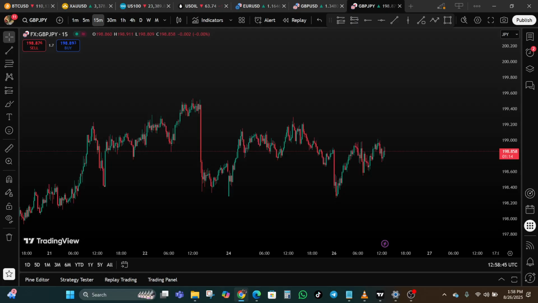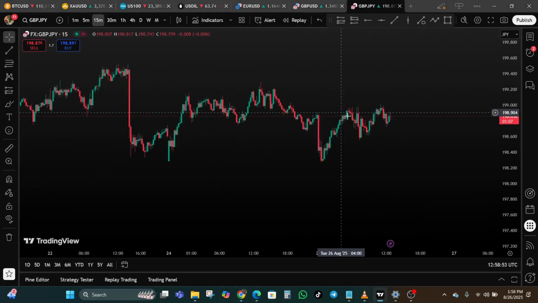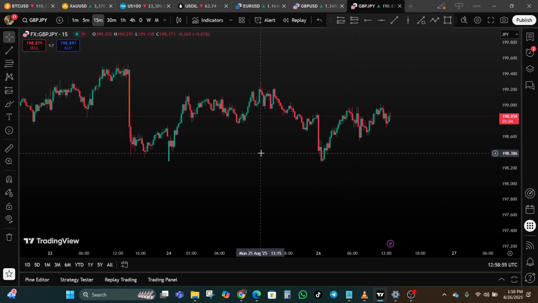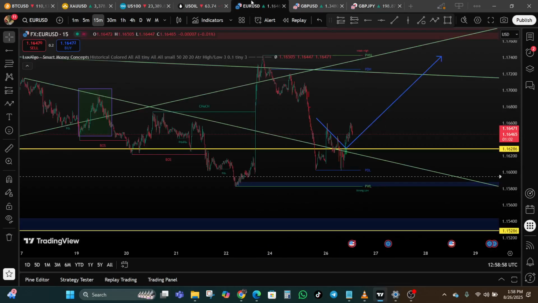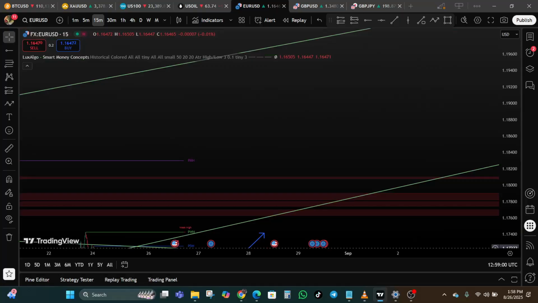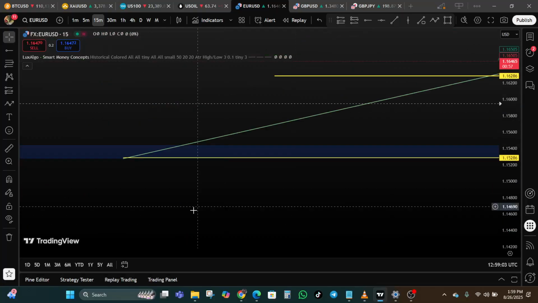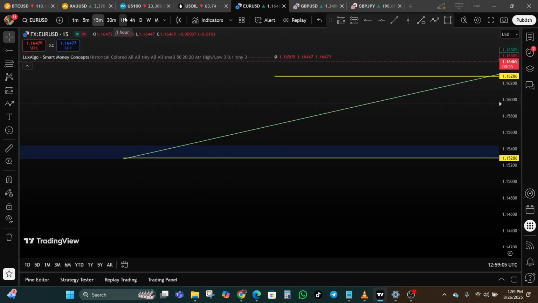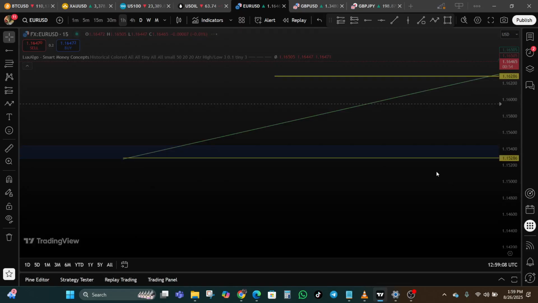Okay, now in forex, currencies are always traded in pairs. For example, you have Euro USD, the euro against the US dollar, which means you are trading the euro against the US dollar. That's for Euro USD. The first currency is called the base currency. So in this case, euro is the base currency.